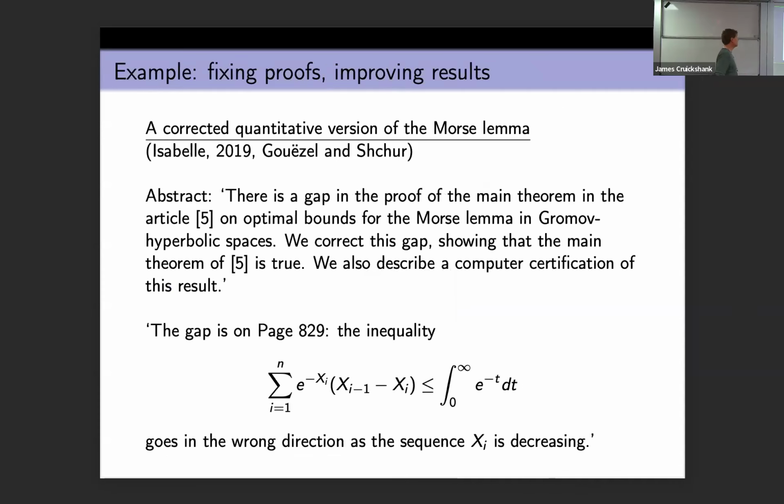Okay, so some examples. I personally like this example of using formalization: you find some mistake and you actually improve things. This was done in a paper called a quality version of the Morse lemma. And the slides will be available.